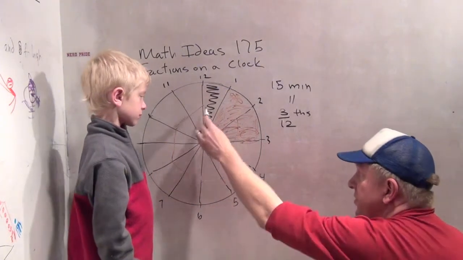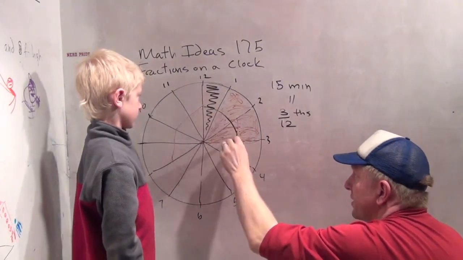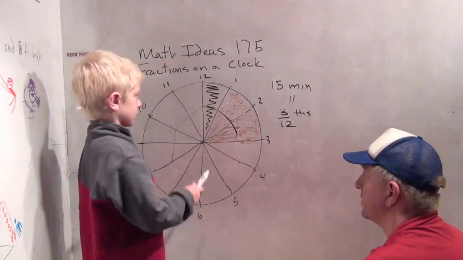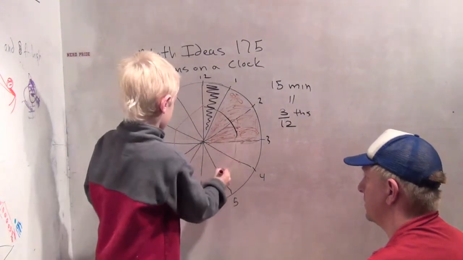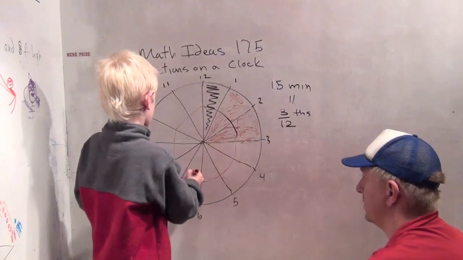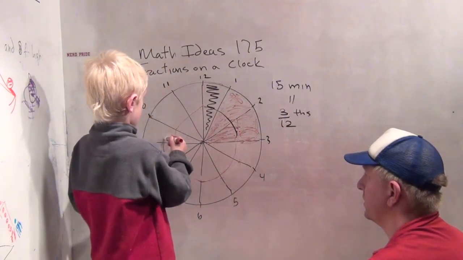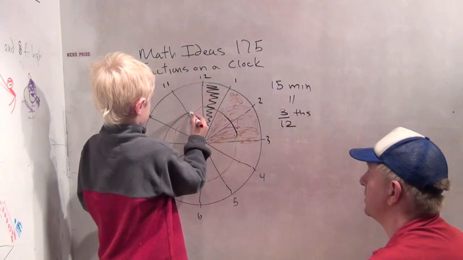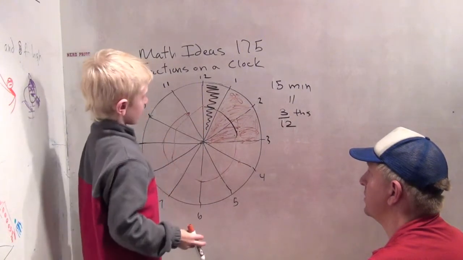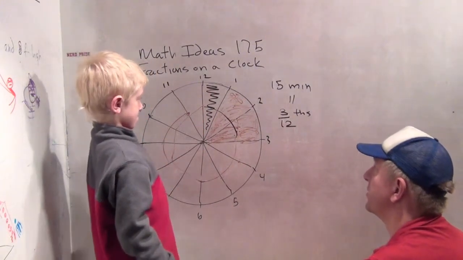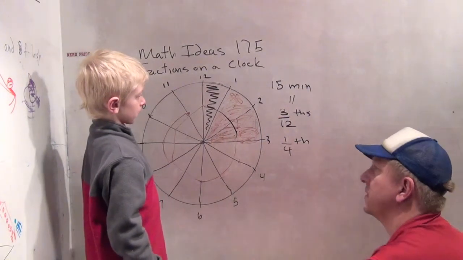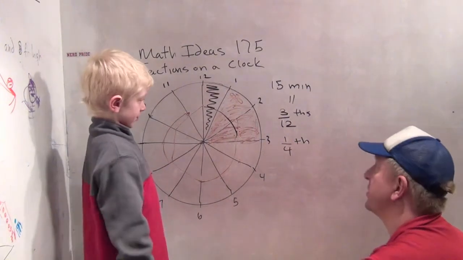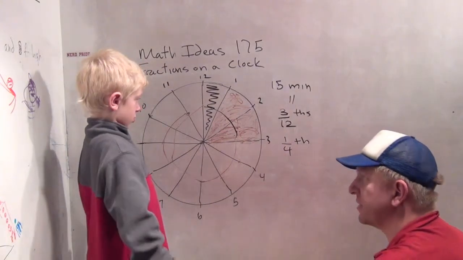Now, how many groups of 3 can we make like this on the clock? That's 1, 2, 3, 4. So 15 minutes is also 1/4 of the clock. So 3/12 is also the same thing as 1/4.